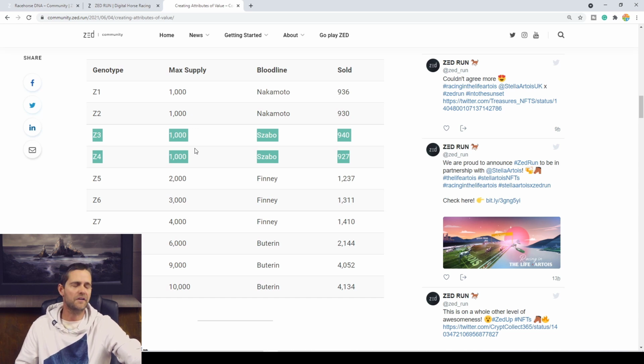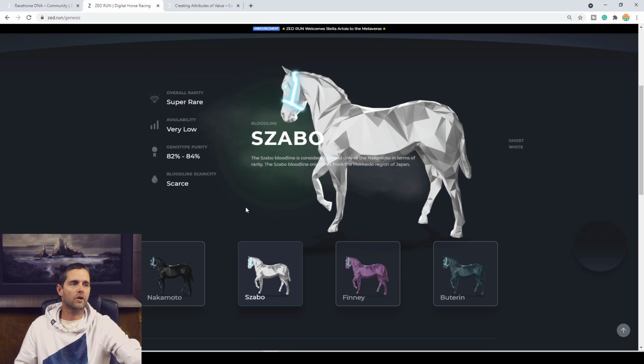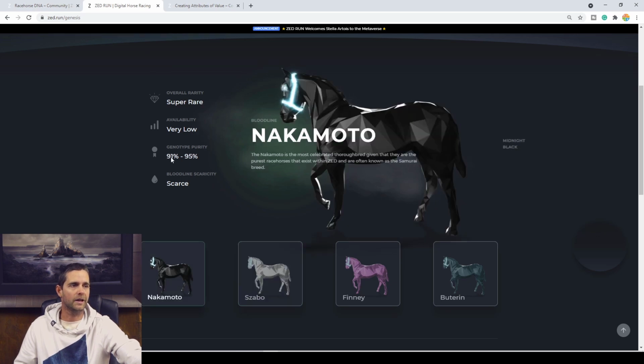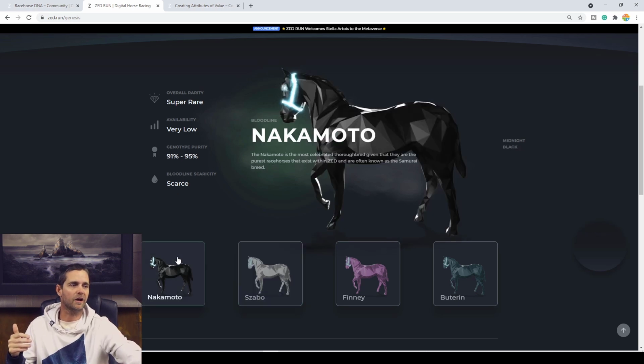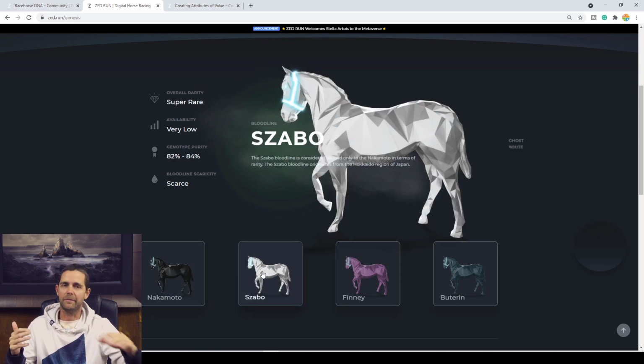They are significantly cheaper than the Nakamotos at this point, and I think they may be when you watch this video as well. Now, the only real difference between the two is 91 to 95% genotype purity to 82 to 84% genotype purity. Now, we only have a small variation of purity there, don't we? Like, we'll call it maybe just over 10%. Now, are the Nakamotos just over 10% more than Zarbos? No. They are significantly more expensive.